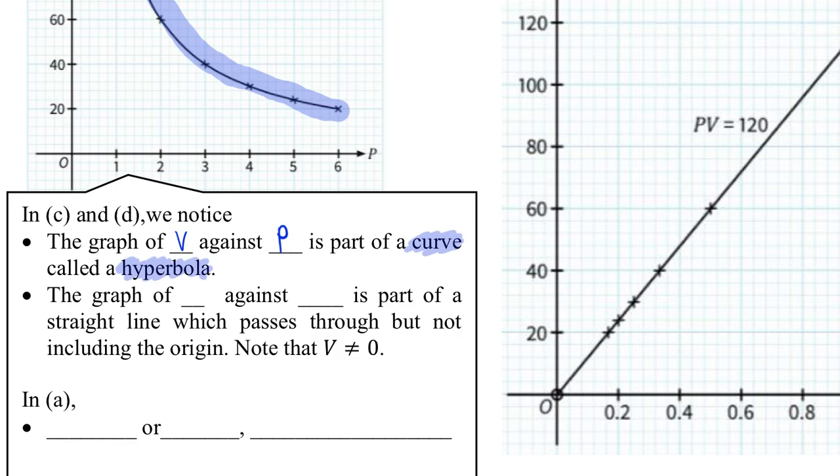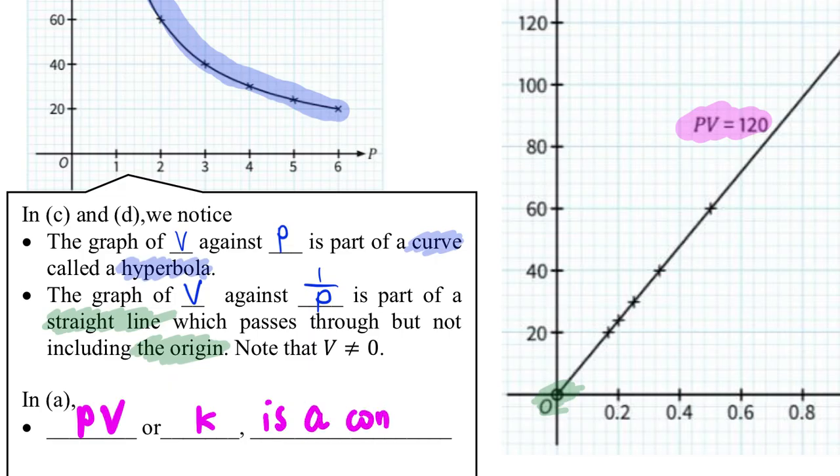But when we plot V against 1 over P, then it becomes a straight line. And it does not include the origin. And in part A, we have seen that PV or K is a constant.